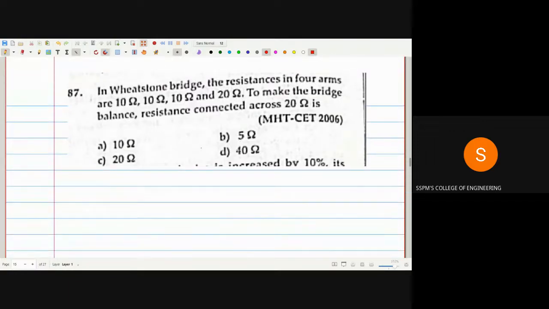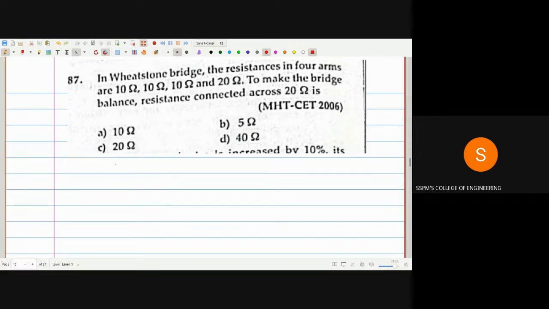हा एक्झाम्पल बघा. The Wheatstone bridge is given. The resistance in 4 arms are 10 ohm, 10 ohm, 10 ohm and 20 ohm. To make the bridge balance, the resistance connected across 20 ohm is. The bridge कधी balance होतो? When the bridge is balanced, when R1 multiplied by R4 is equal to R2 multiplied by R3.